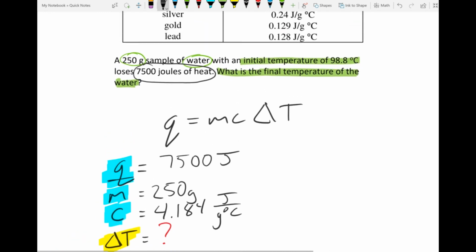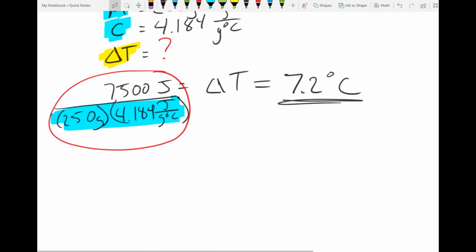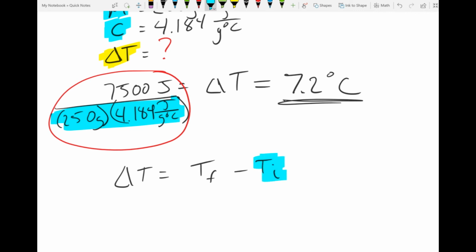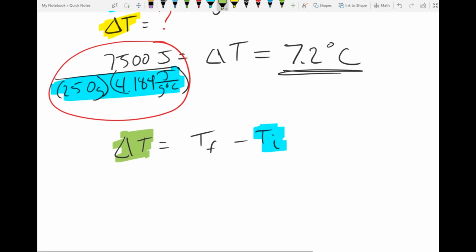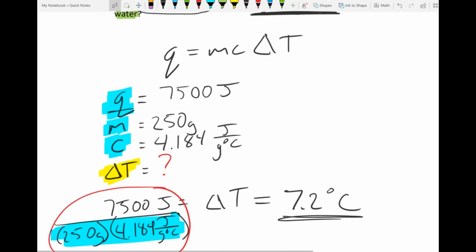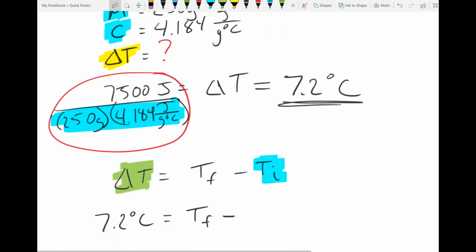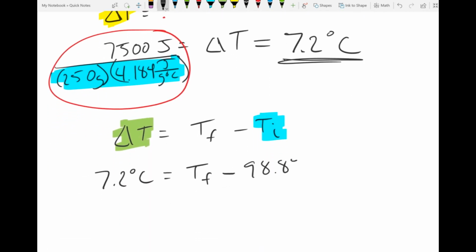But this problem is not asking for that. It's asking for the final temperature of the water. That means we need to take our delta T and really think about it. So delta T is equal to the final temperature minus the initial temperature. Now we know the initial temperature, so we know this guy, and we also know the delta T. So all we really have to do is plug in and solve for T final. Okay, so change in temperature was 7.2 degrees Celsius, and that's going to be equal to whatever the final temperature is minus, well, our initial temperature was up here. The initial temperature is 98.8 degrees Celsius, so 98.8 degrees Celsius.